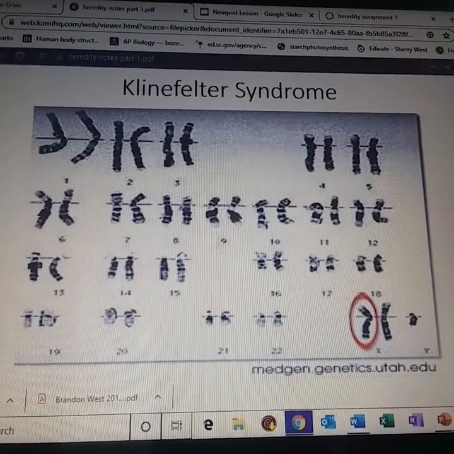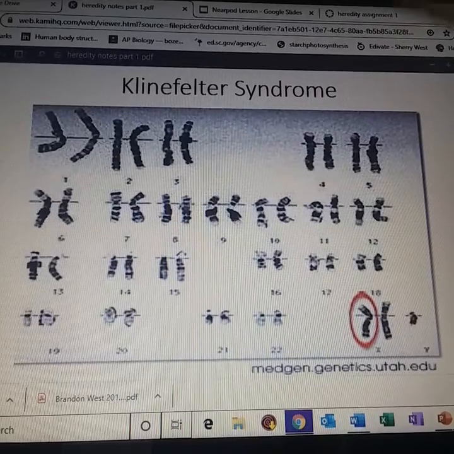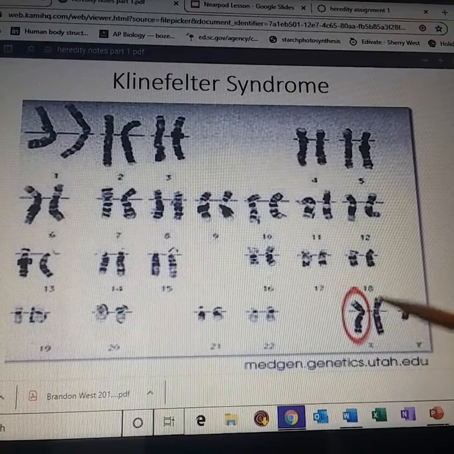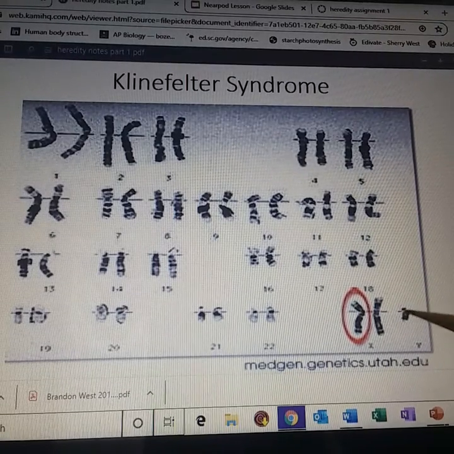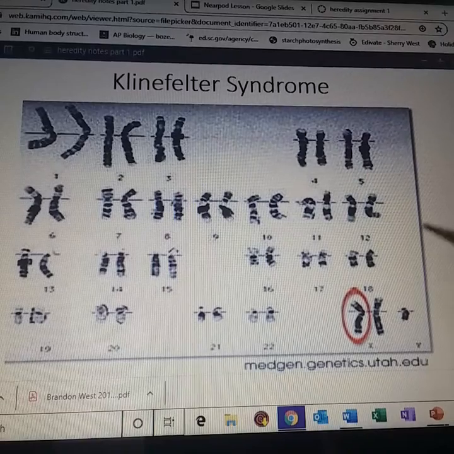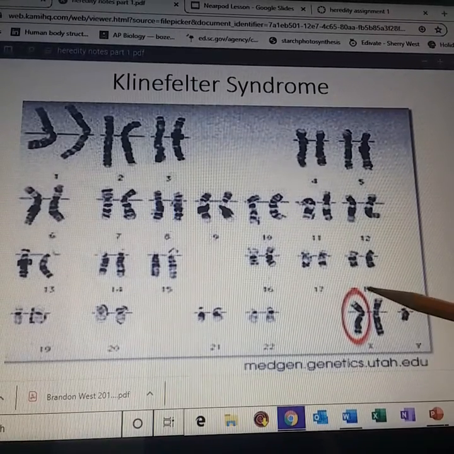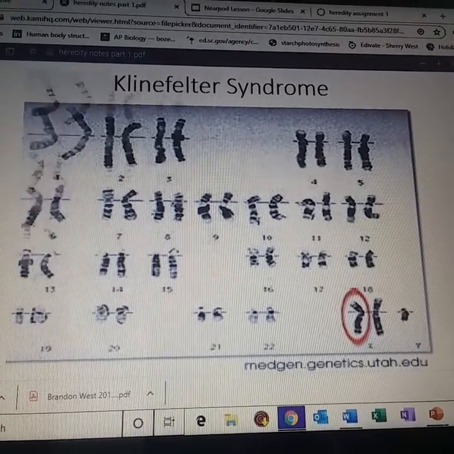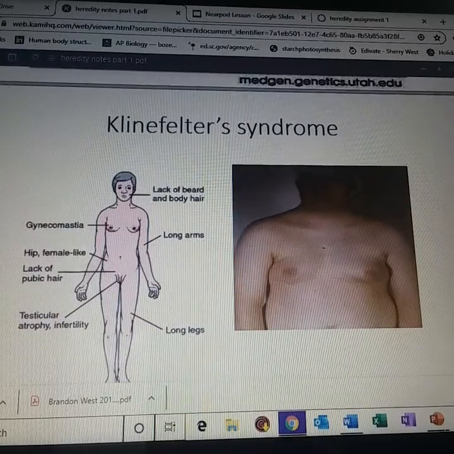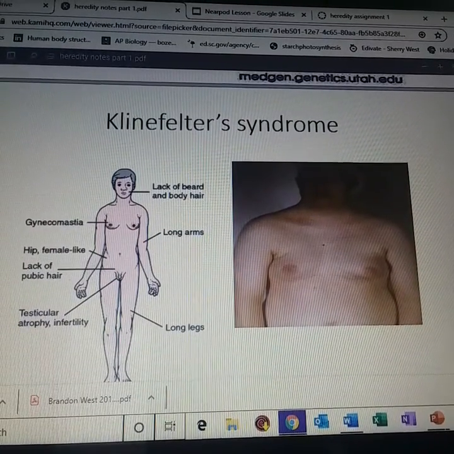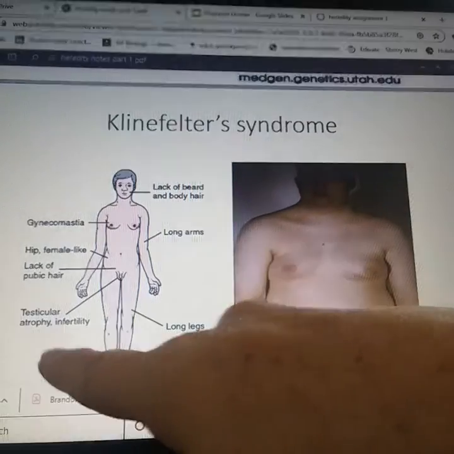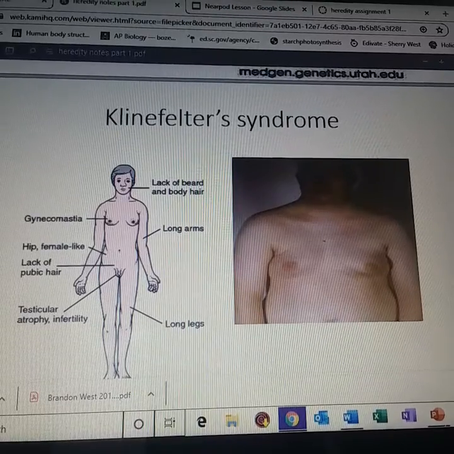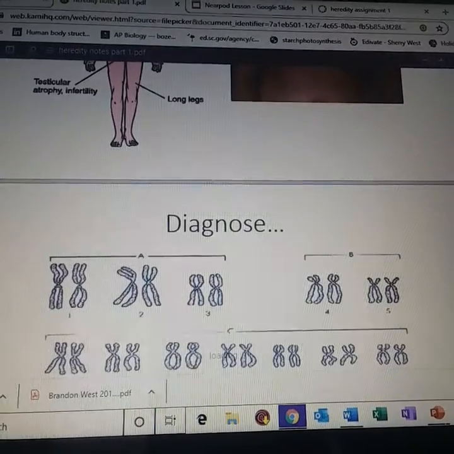Here's the last form of non-disjunction. We see it also affects the sexual characteristics. You have an X and an X here, they're both long, and then you have this little Y here at the end, so that's XXY. You're still going to be a guy because you got the Y, but it's going to be a guy with extra female kind of characteristics. So I tried to find the best picture I could here, but it does affect his ability to have children. Usually he's infertile. That's what that says right here. Infertility, cannot have children, and he's going to have some effeminate kind of traits. So that is our third kind of non-disjunction.